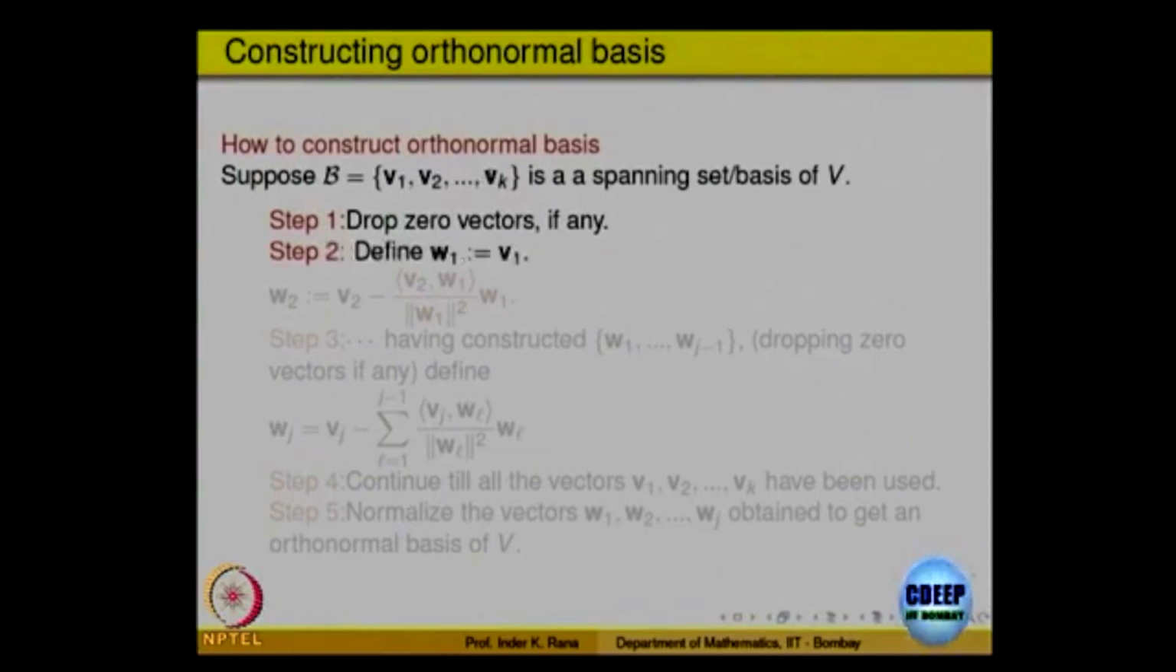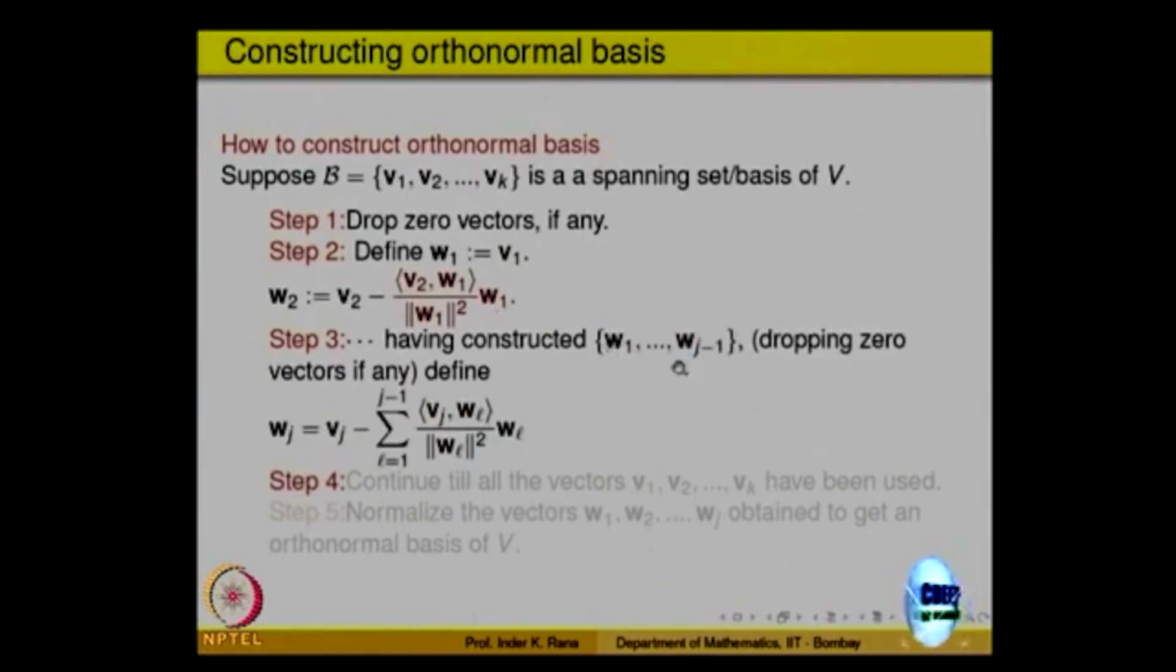Next we define inductively w1 to be v1, and define w2 to be the next vector v2 minus the projection of v2 on w1. So that projection is removed so that the difference is orthogonal to w1. At every stage we go on removing the projections onto the previous ones which are defined. So having defined w1, w2, wj minus 1, and if there are any zeros we drop them, we are assuming that none of them is 0.